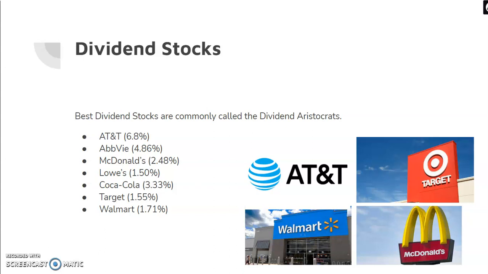To sum it up, high-paying dividend stocks are safe and reliable, but they have less potential in growth in terms of stock price than a low dividend paying stock if the market does well that year. So that's it for this presentation, and I hope you learned something today.